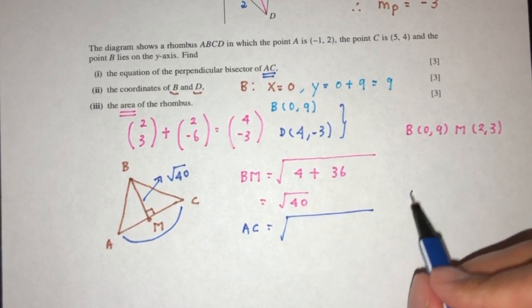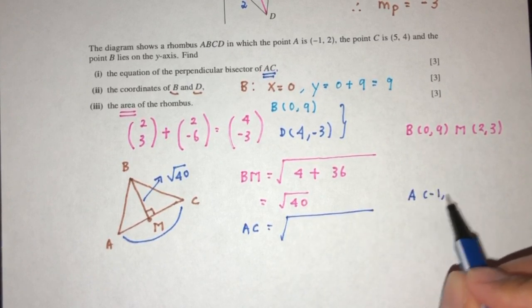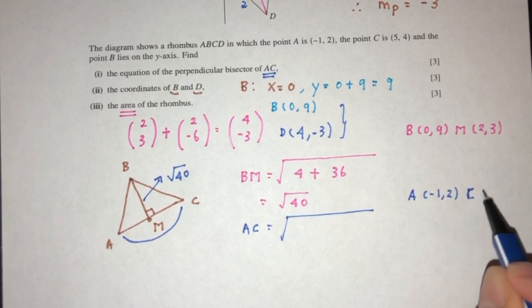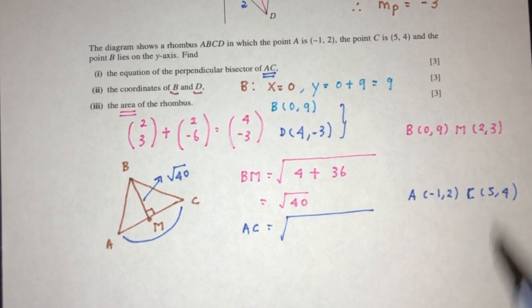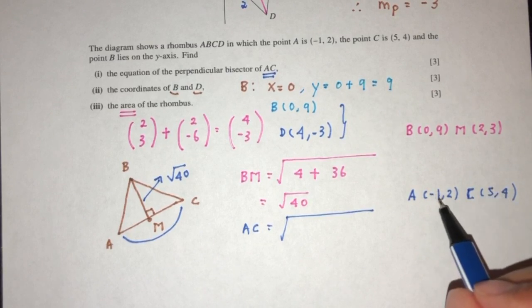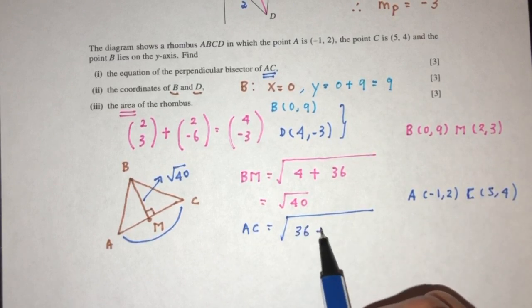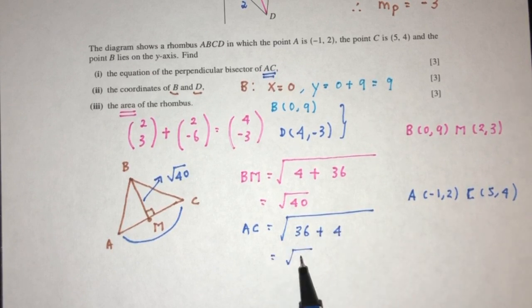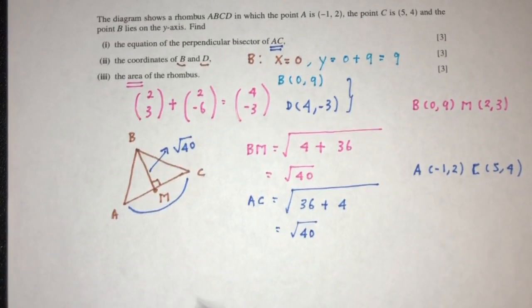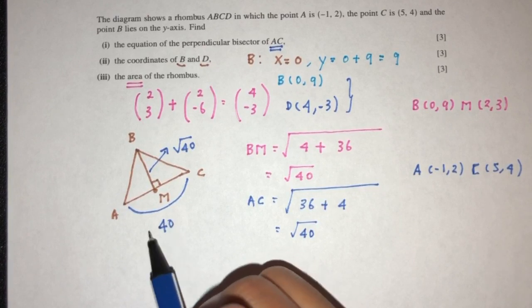Square root. So we know the point A is this, and the point C is given to you by (5, 4). So again, using the formula, x2 minus x1 is 6, squared is 36. 4 minus 2 is 2, squared will be 4. Again, same thing, root of 40. So replace, that will be root of 40.